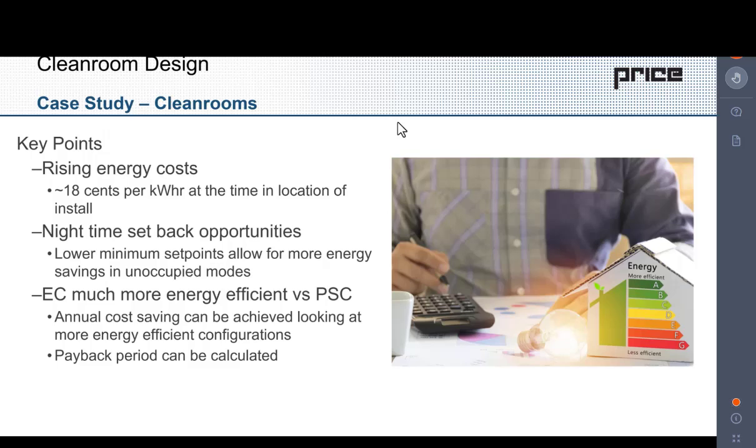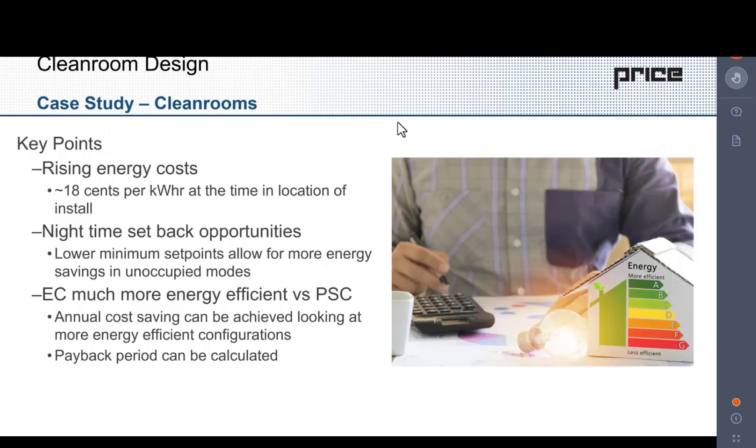When looking at this, some of the key points that we needed to take into consideration was obviously the rising energy costs. This was a few years back, but it was approximately 18 cents per kilowatt hour at the time and location for the install. Some of the big things that we looked at for this project, first and foremost, was obviously switching from a PSC to an EC. So that's a big energy savings.